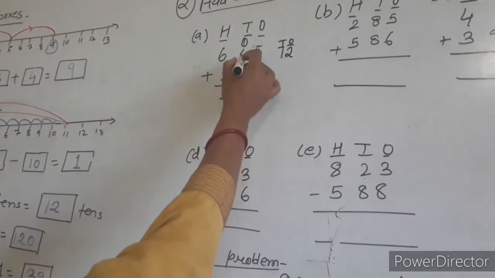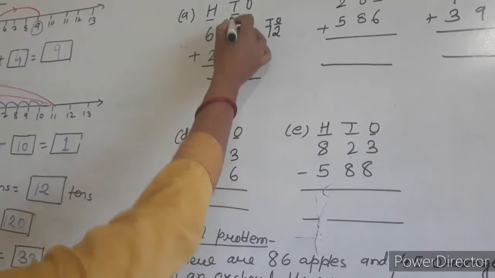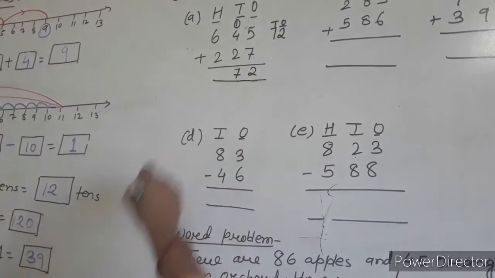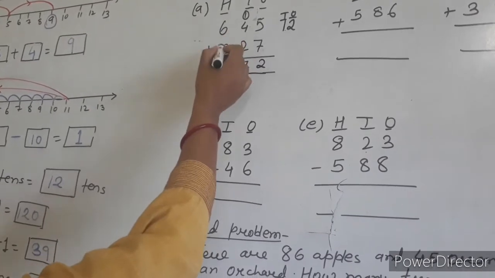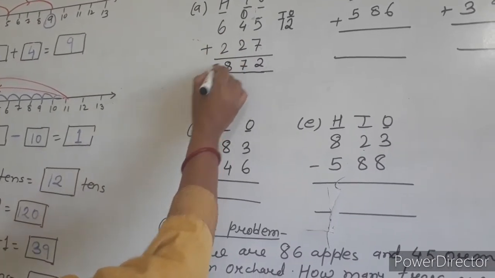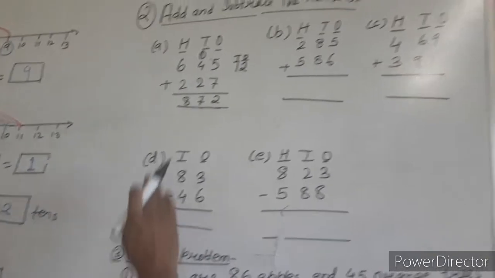Okay. Then 4, 5, 6, 7. Again 6 plus 2 in the 100 place, 6, 7, 8. Like this way you can do.